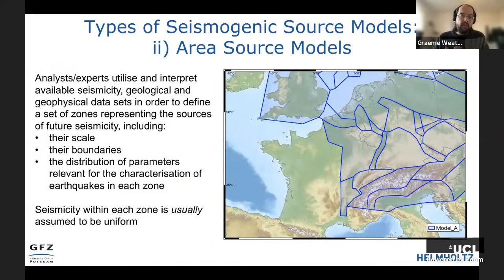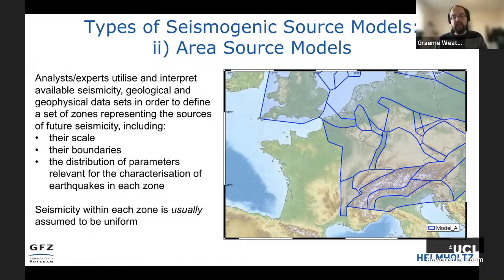So in terms of trying to characterize the seismic sources for seismic hazard analysis, we then try and rely on analysts or experts to interpret not just the seismicity, but all of the available data. This includes all those other data sets that I was mentioning in the first few slides, including geology, other sorts of geophysical data sets, stress, strain, etc., to define a set of zones that represent what we consider to be the likely sources of future seismicity.